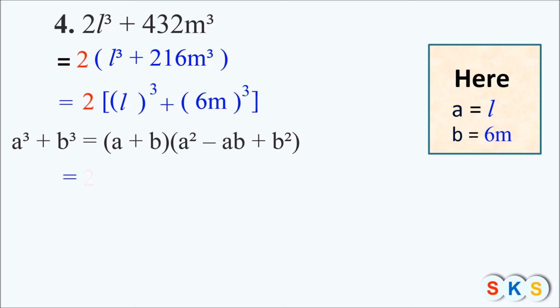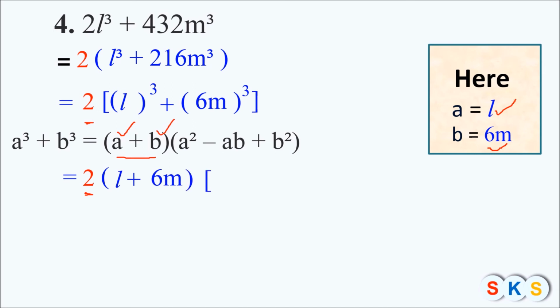Look at the first term of the bracket. We will copy this 2 as it is. Now we'll solve this bracket, a plus b. What is the value of a? You can see in the box it is l. And what is the value of b? You can see in the box it is 6m. So a plus b will be replaced by l plus 6m, close the bracket.